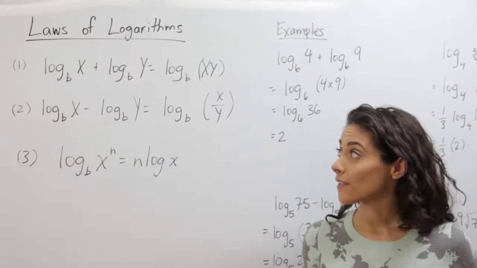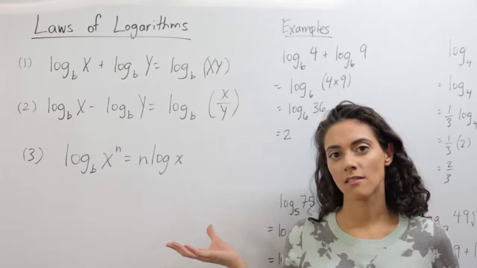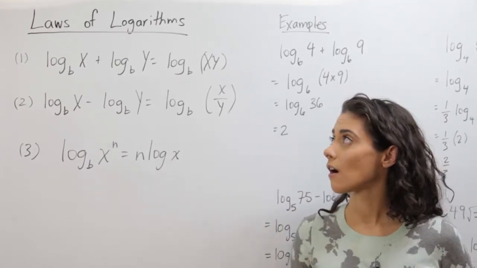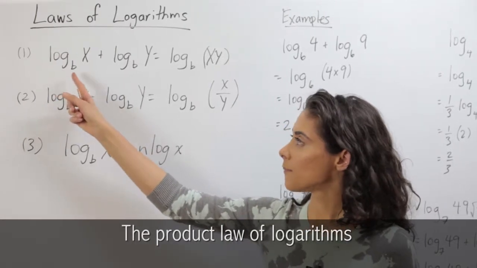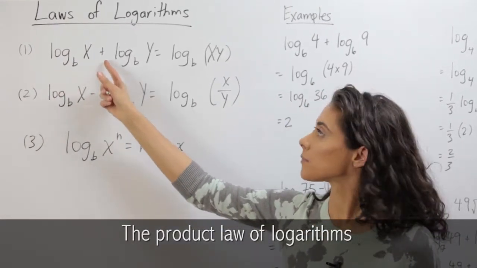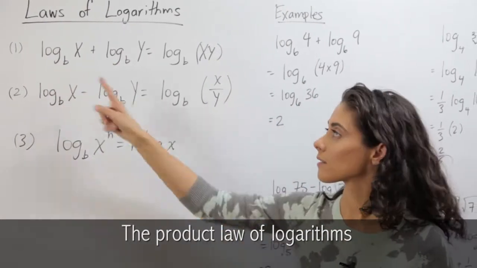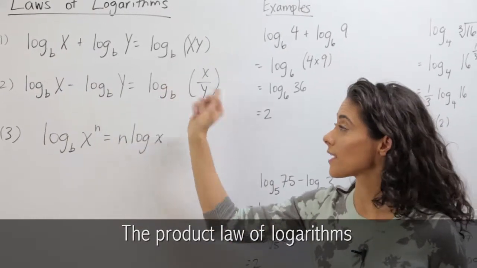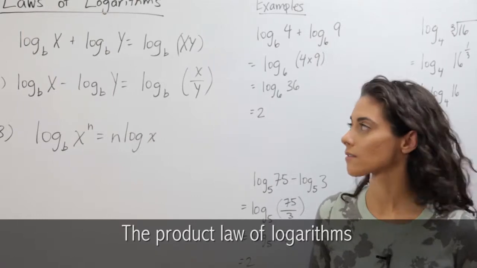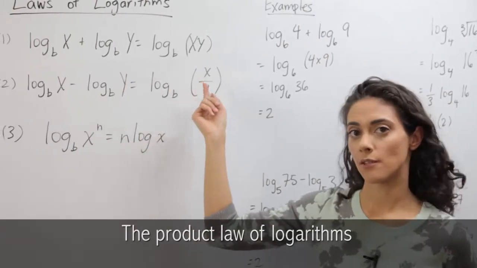Sometimes, in order to evaluate logarithms, we're going to have to use some laws to simplify them. There are 3 laws of logarithms. The first one says, if I have log base b of some argument plus log base b of some other argument, same base, I can rewrite that as a single logarithm with the same base, but multiply the arguments, taking 2 logarithms and writing them as 1.